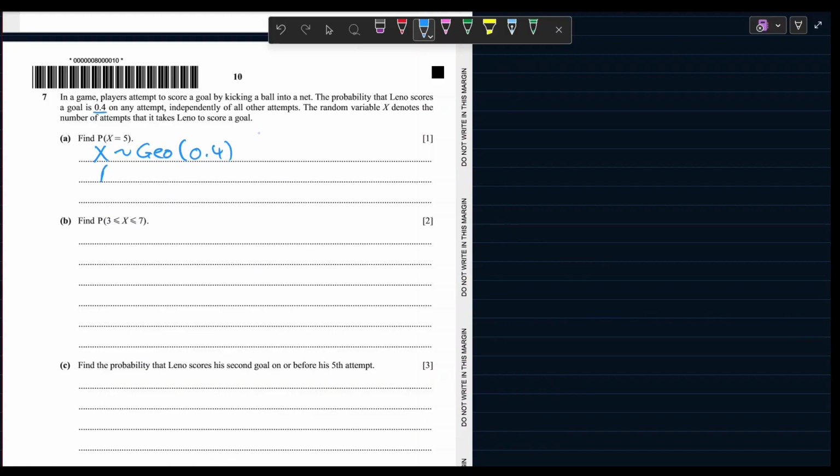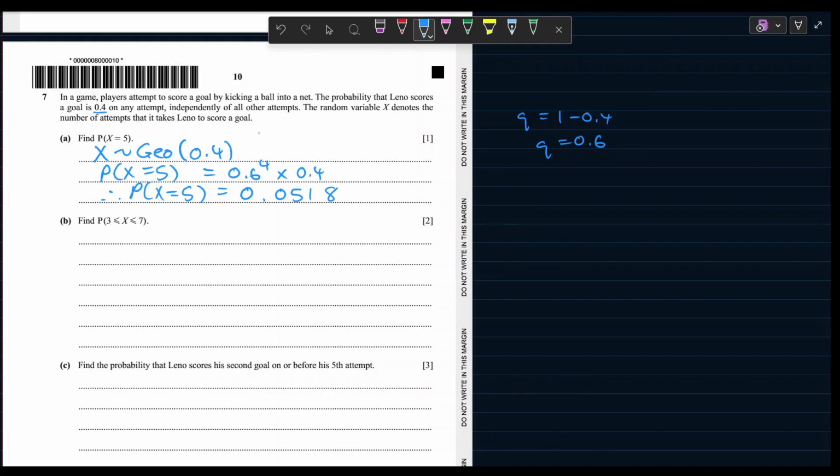We want to find the probability that x is 5. So that's going to be q. Our q is 1 minus p, so 1 minus 0.4, q is 0.6. It's q raised to the power of 4 multiplied by the probability of success, 0.4. So the probability that x is 5 is equal to, let's punch this into the calculator, 0.6 to the 4 multiplied by 0.4, and this gives us 0.0518 to 3 significant figures.